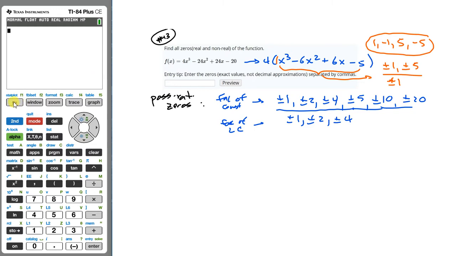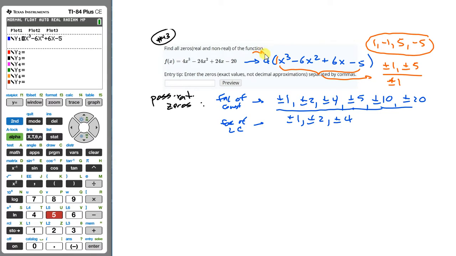I'm going to go to y equals and put in the function. I put in the original function, so let me clear this out and put in the reduced function. The reduced function is x to the power 3, minus 6x to the power 2, plus 6x minus 5. Whoops, sorry about that. X to the power 3, get out of the power. That's an easy mistake to make.